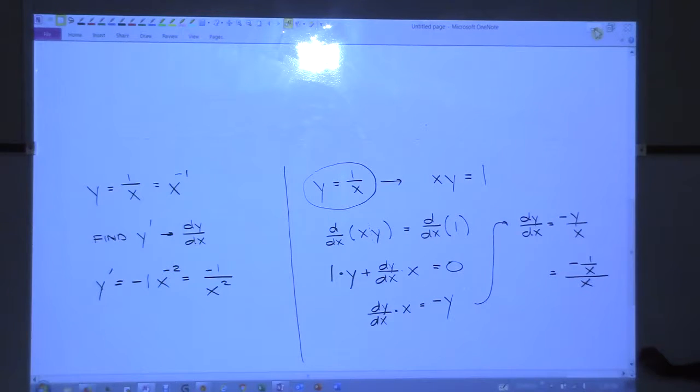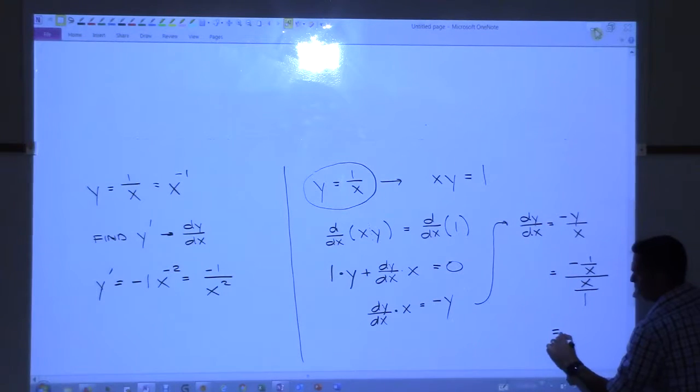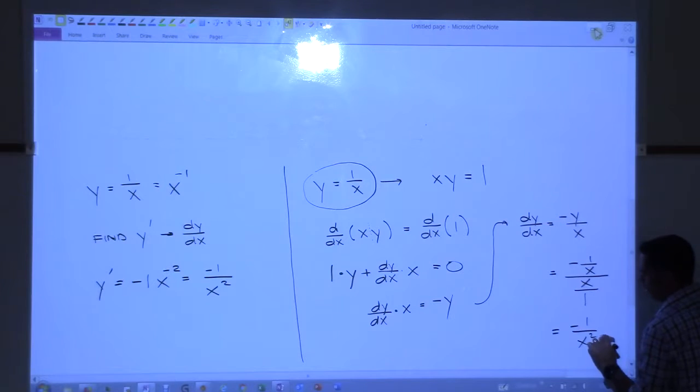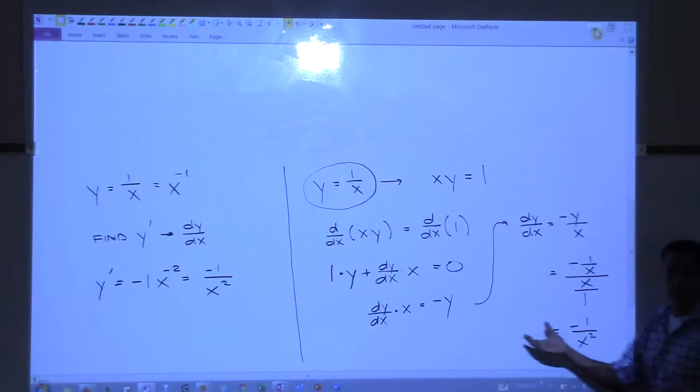That's 1 over x over x. And so now if you write that as a fraction over a fraction, you're going to multiply by the reciprocal, right? And what do you get? -1 over x squared. See? They are the same answer.